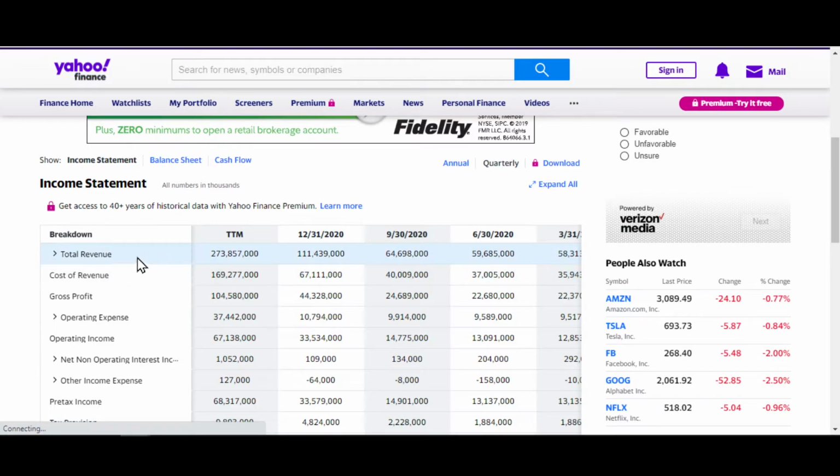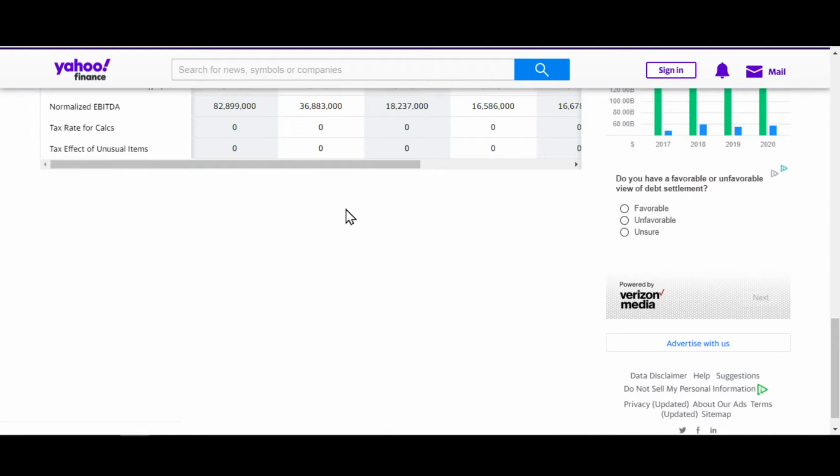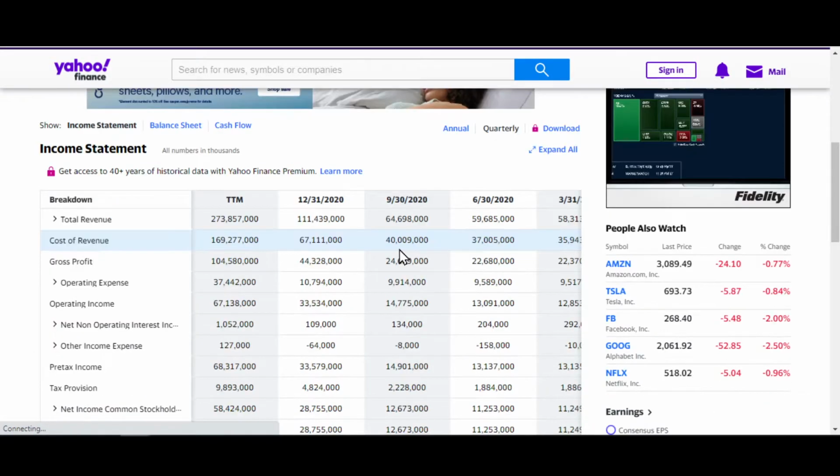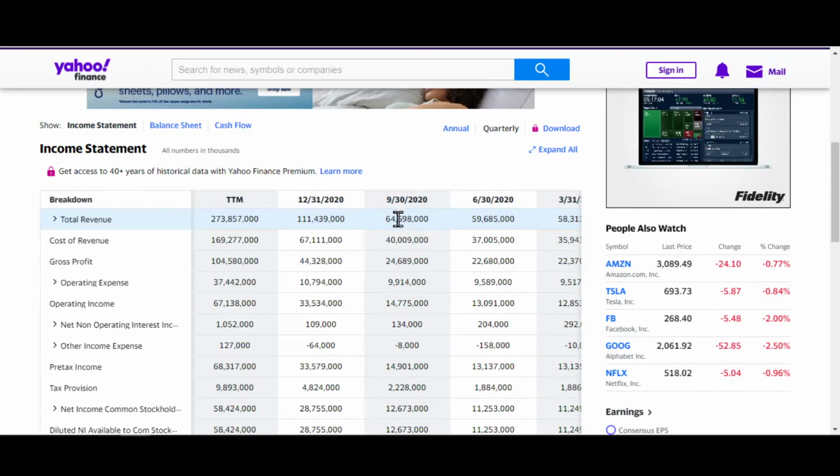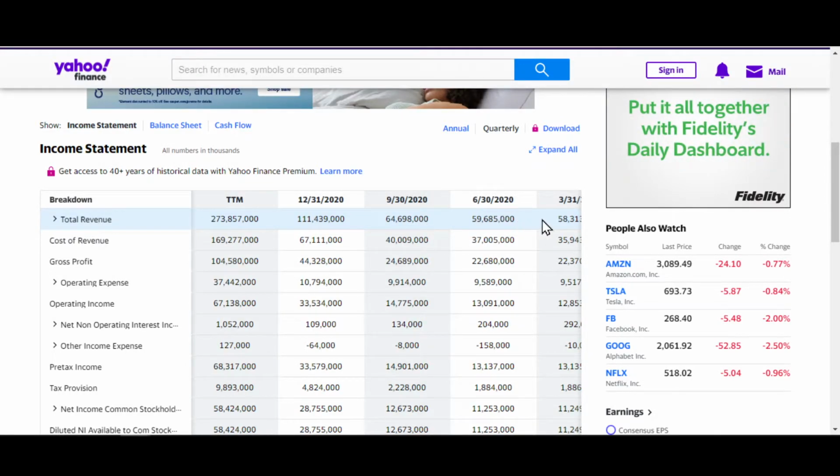One thing to look at is the total revenue. What you would want to see is that over time revenue is increasing. Here with Apple, you have most recently the quarter ending December 31st. You have these numbers in thousands. So what is this? $111 billion, 64. That's an improvement over $64 billion in the previous quarter, which is above $59 billion in the previous quarter, and 58. So you can see it's accelerating pretty highly.